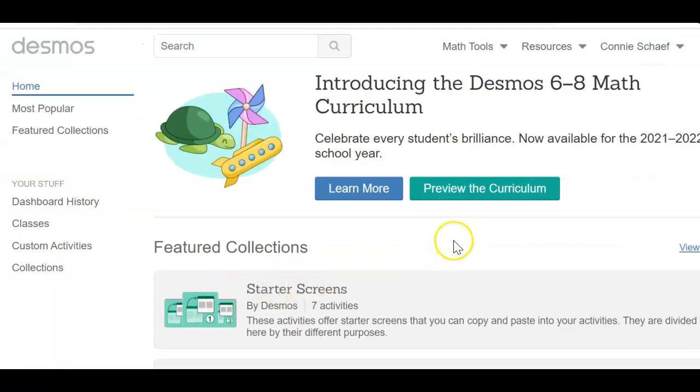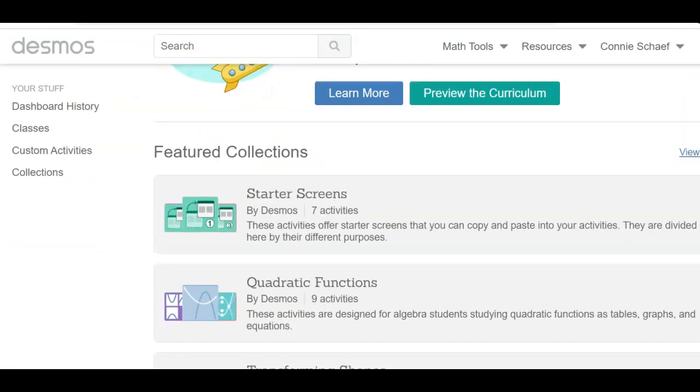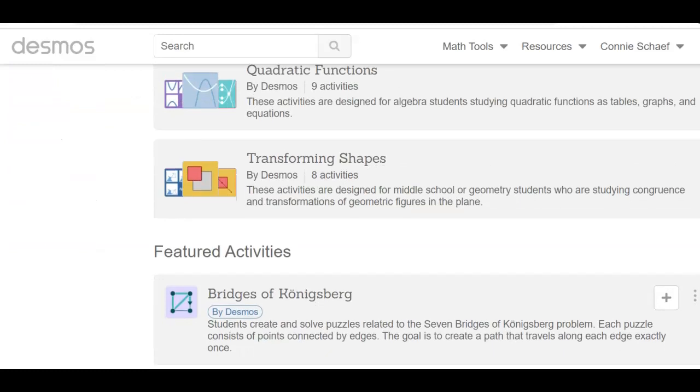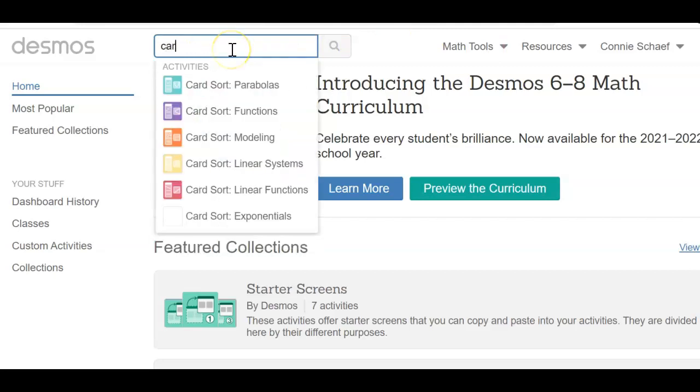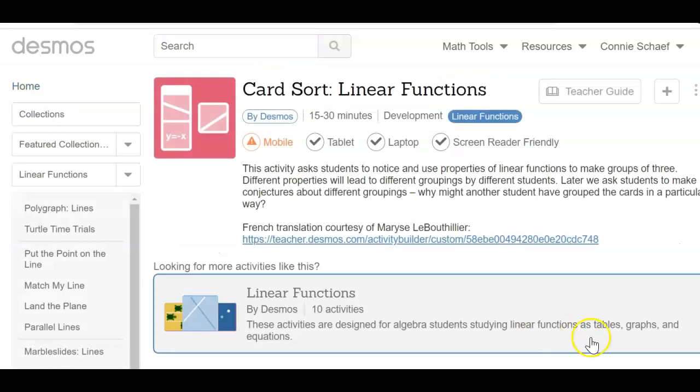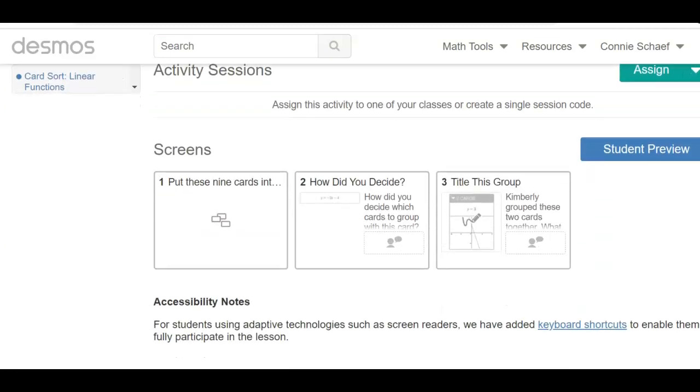Okay, another thing, let's just go to Desmos again. Like I said, I love it, but there's also tons of other things. There's quick activities that you can do. So I'm going to just do card sort. If you go through card sort here, there are all kinds. You can do functions, modeling. I'm going to just click on linear functions on that.